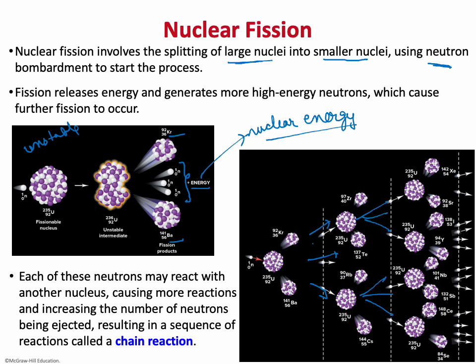Okay, so if these are not controlled, these nuclear reactions will never stop. Once you begin it, it will keep on happening unless all of these uranium atoms that are present are disintegrated. Okay, so each of these neutrons may react with another nucleus, causing more reactions and increasing the number of neutrons being ejected, resulting in a sequence of reactions called a chain reaction.